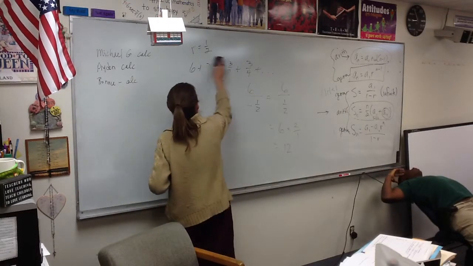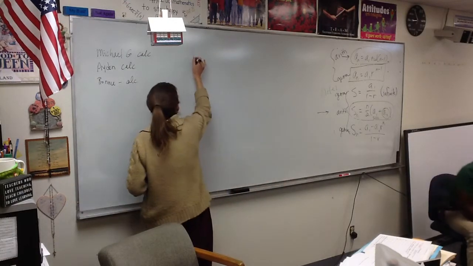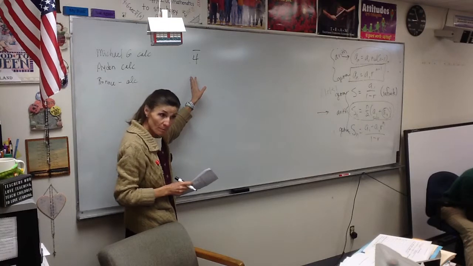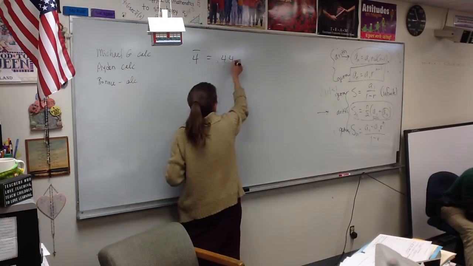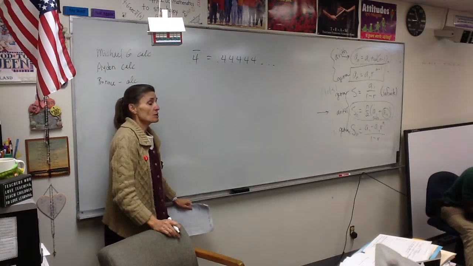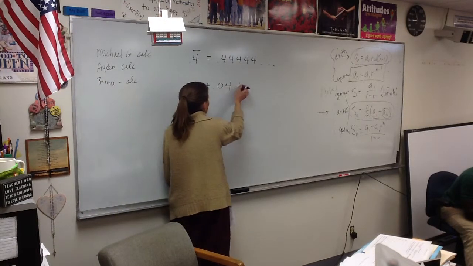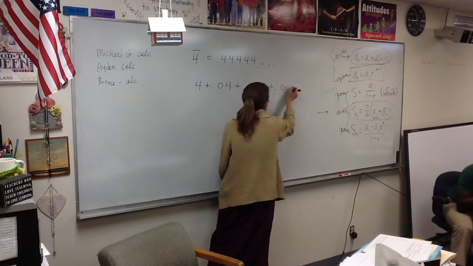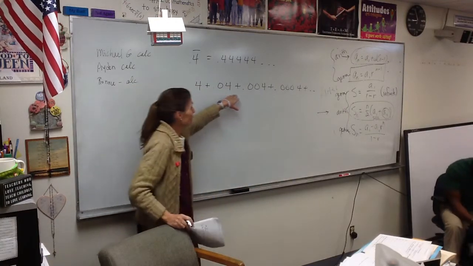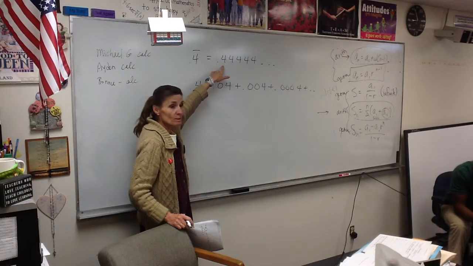We're going to write these fractions in lowest terms. What does this mean? Repeating. It means it's a repeating decimal. So that means 0.44444 and so on, right? Now I want you to think about this for a minute. 0.4 plus 0.04 plus 0.004 plus 0.0004 and so on. If I added up all these decimals, would I get this? I would hope so.